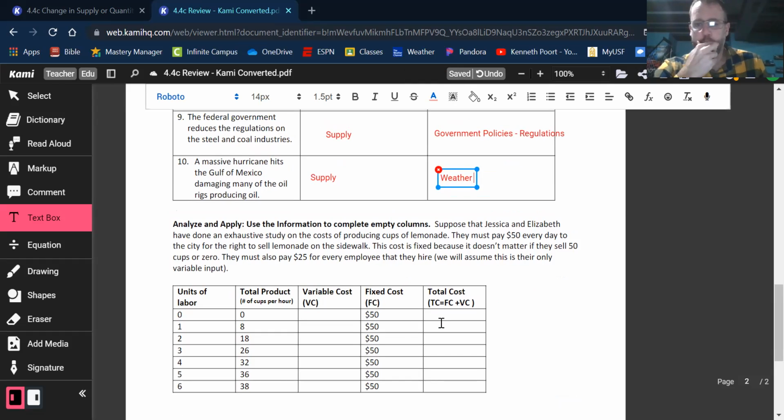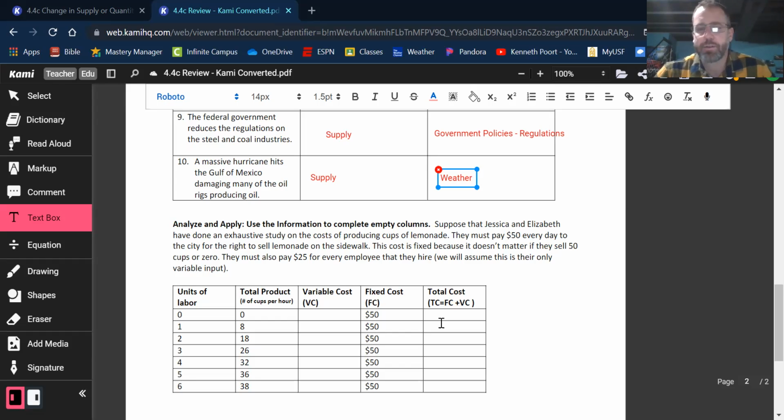Okay. All right, guys, and then the last one here is just identifying, this goes back to that first part of the notes from the previous day here. Looking at the difference between fixed costs, variable costs, and then ultimately what's the total cost for a firm. Okay, so it says, suppose that Jessica and Elizabeth have done an exhaustive study on the cost of producing cups of lemonade. They must pay $50 every day to the city for the right to sell lemonade.